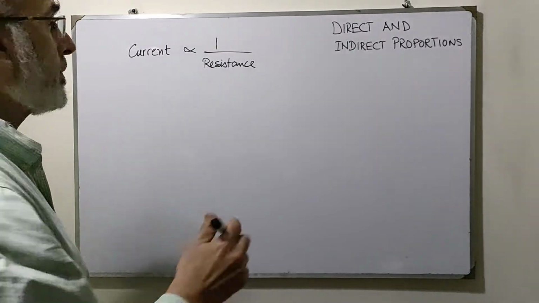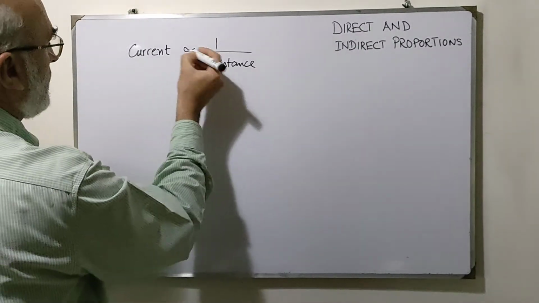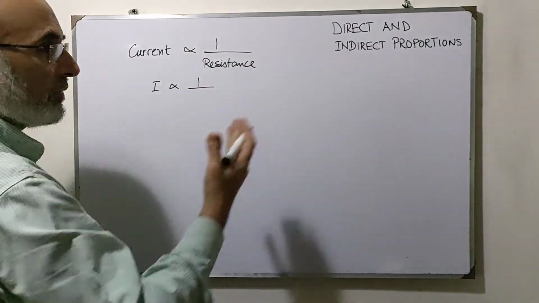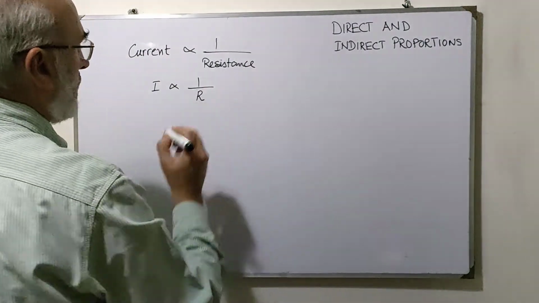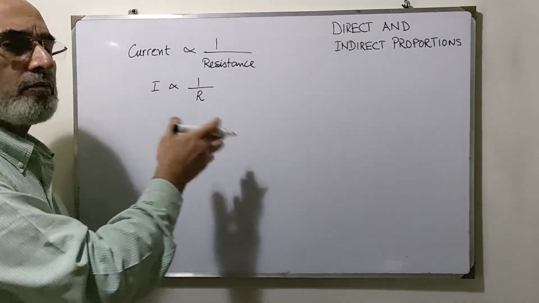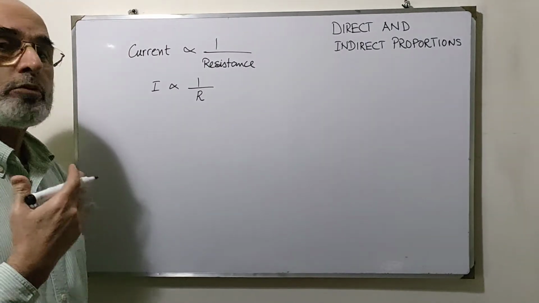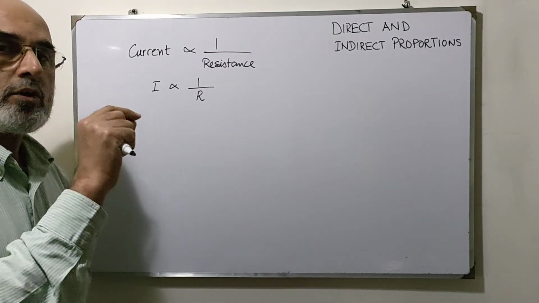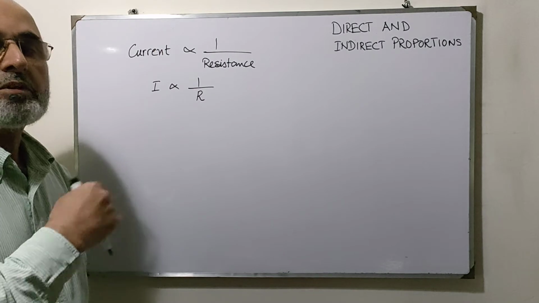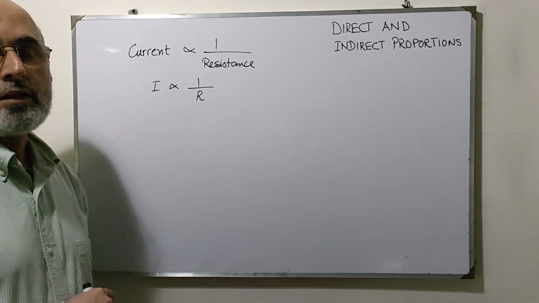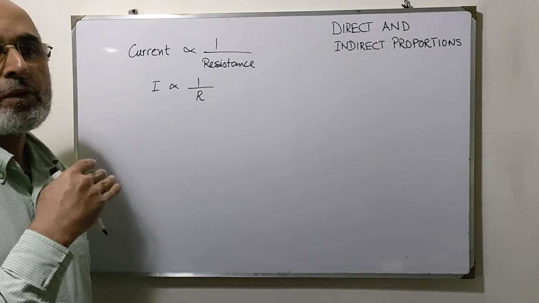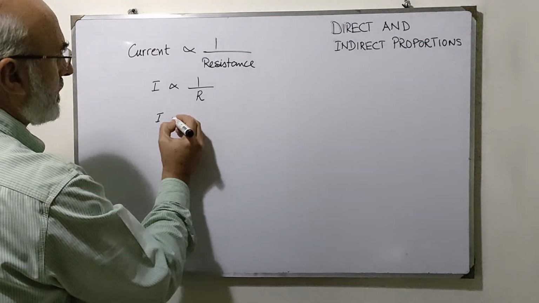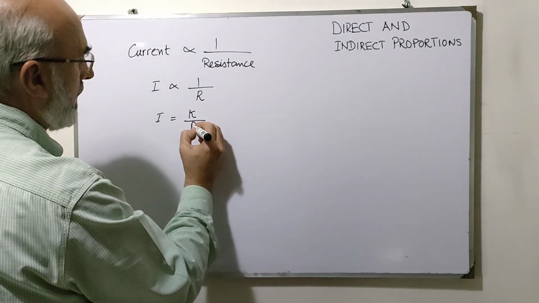Let's assume we represent current with I, which is inversely proportional to 1 over R, where R represents resistance. So current is inversely proportional to resistance. To remove the sign of proportionality, we introduce a constant. That constant determines the relationship between the two entities, and through it we understand what the relationship is in increasing or decreasing. So I is equal to K over R.